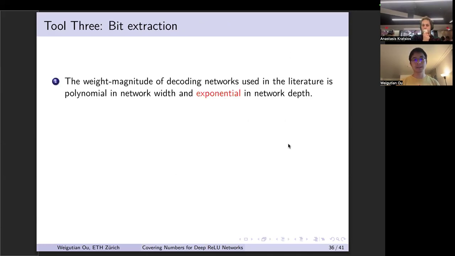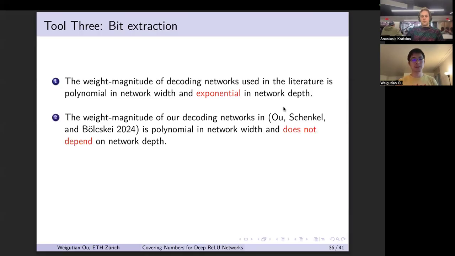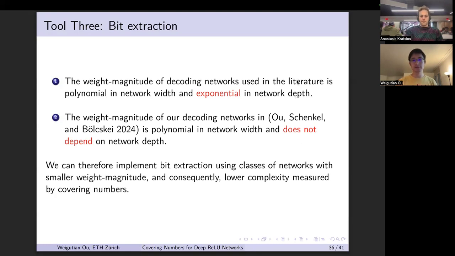But there was a problem in applying the bit extraction technique in the literature for our constructions, because the weight magnitude of their decoding network has to grow exponentially in the network depth. And it will result in a network with really large weight magnitude, which means a really large Lipschitz number. And we solve it by a new construction such that the weight magnitude no longer depends on the network depth. So we can achieve the same functionality, but with a smaller network in terms of the Lipschitz number.